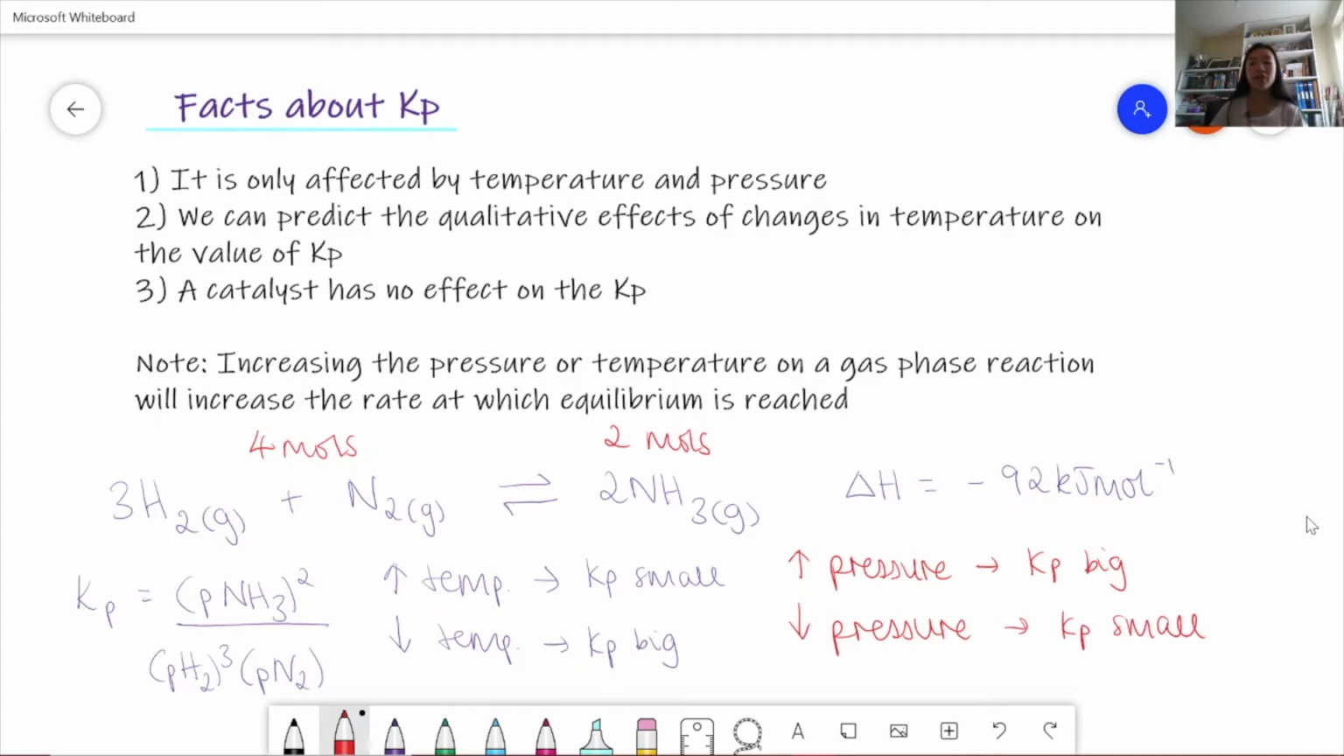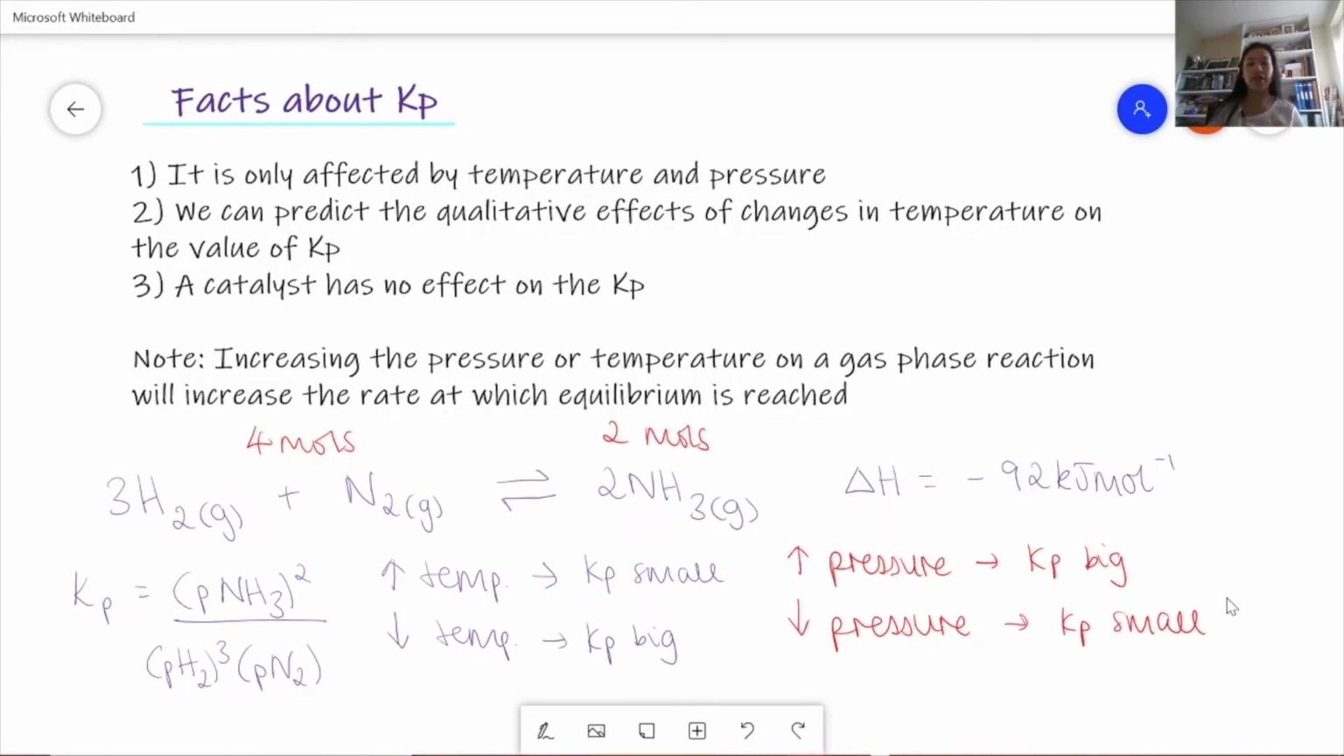And then for number 3, a catalyst has no effect on the Kp, and that's because a catalyst just speeds up the reaction. So it speeds up the forward reaction and the back reaction by the same amount, and so they cancel out, so overall it has no effect on the Kp. And so Kp can be changed by either changing the pressure or the temperature, and Kc can only be changed by changing the temperature.